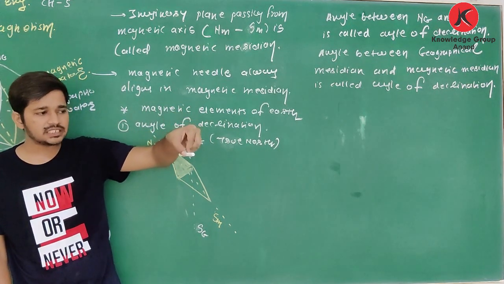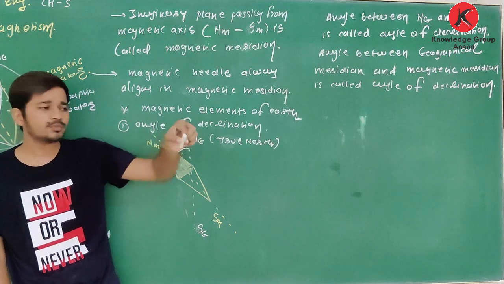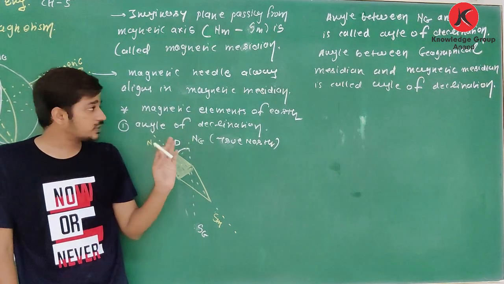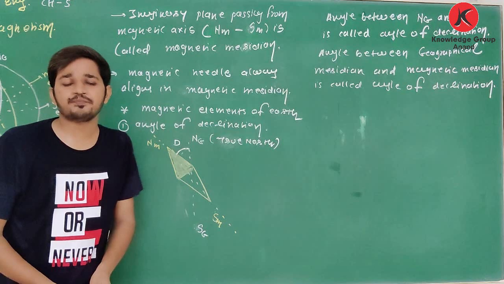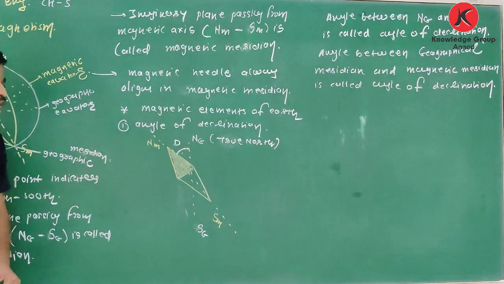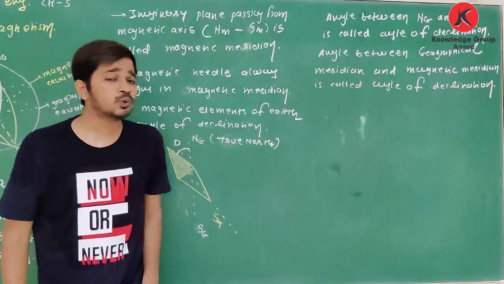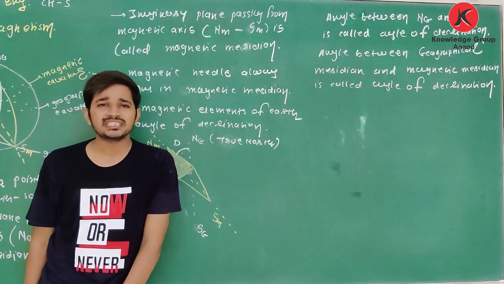north and south. It is tilted by some amount like this. Okay, so this is called declination. In India, yes, the value of declination is small.